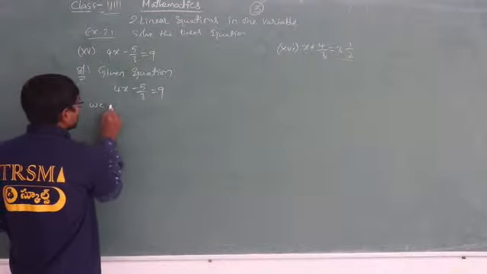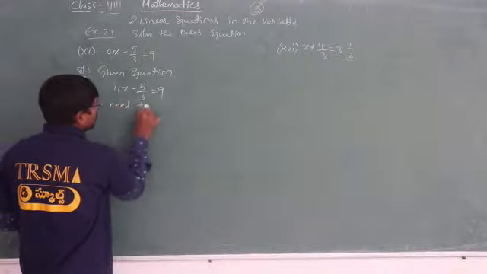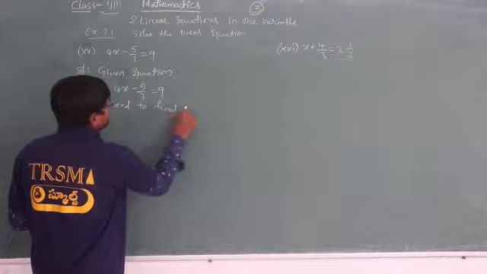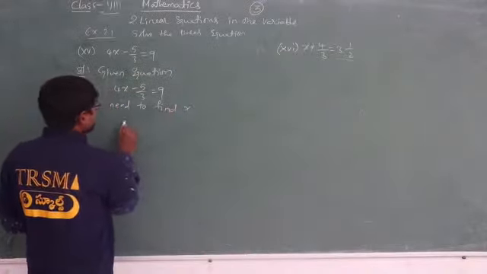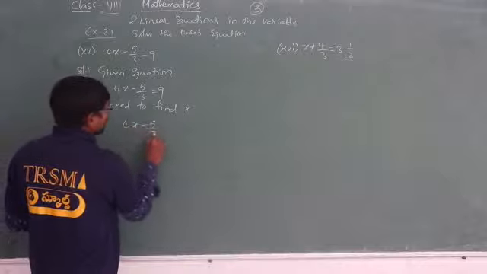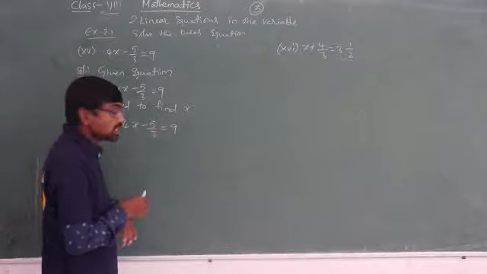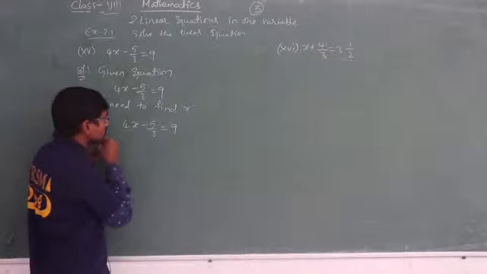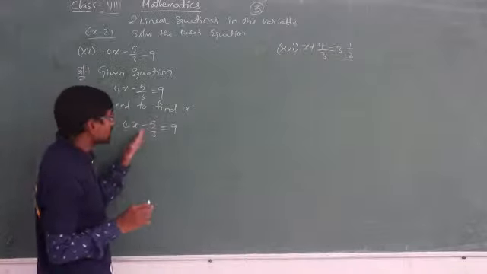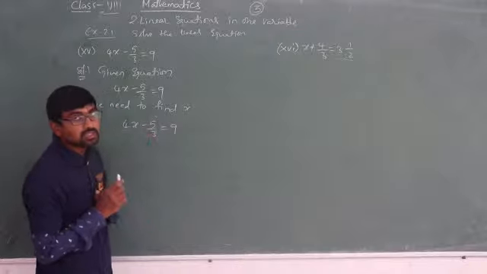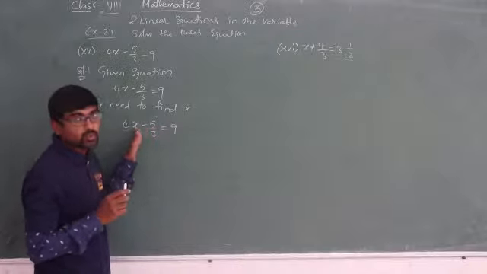So what we need to do? We need to find the value of x. So how will we find the value of x? Minus 5 by 3 is equal to 9, isn't it? Now we will check here. 4 is multiplied to this variable and minus 5 by 3 is subtracting. This 5 by 3 is subtracting from this variable, isn't it?